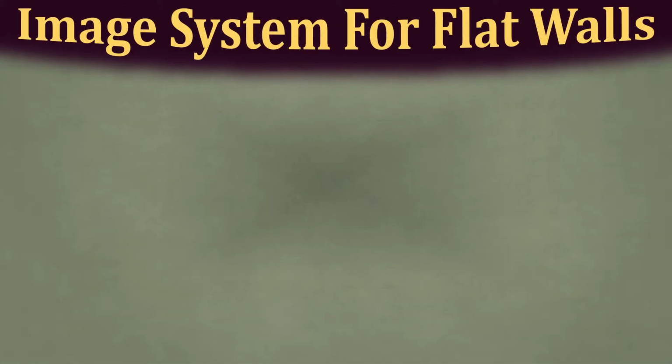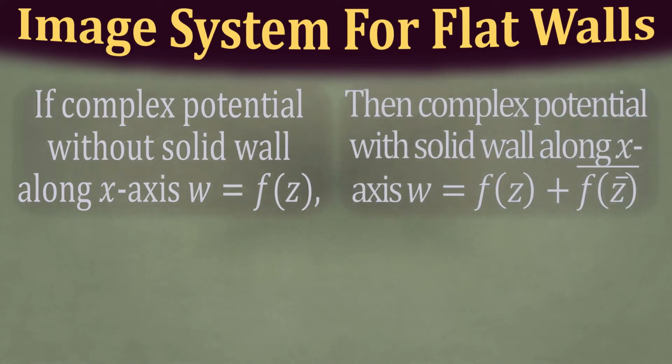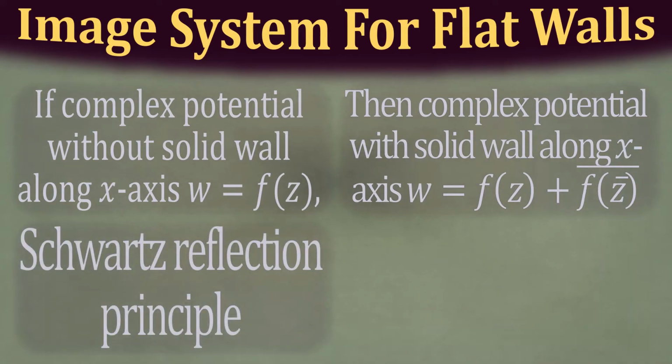Now, let's discuss the image system for flat walls. If the complex potential without a solid wall along the x-axis is W equals f of z, then the complex potential with a solid wall along the x-axis is W equals f of z plus f of z bar, all barred. This result is known as the Schwarz reflection principle.